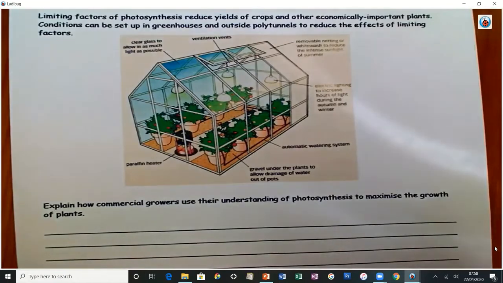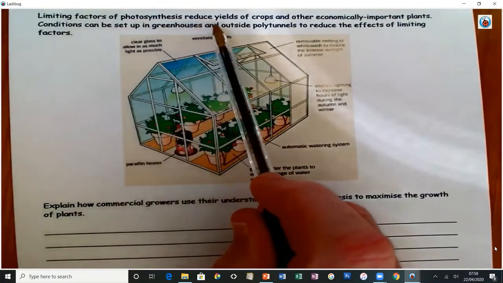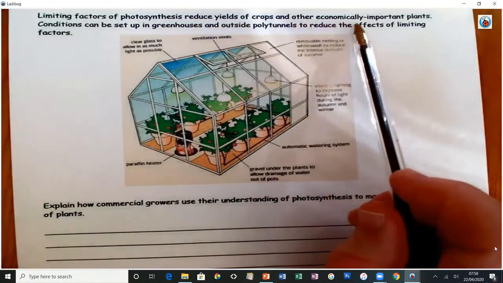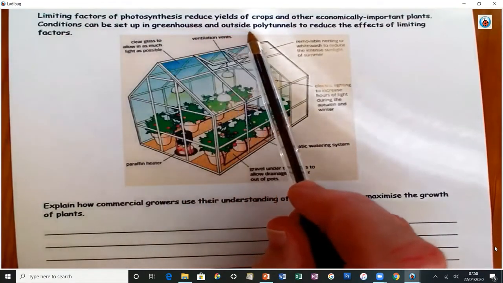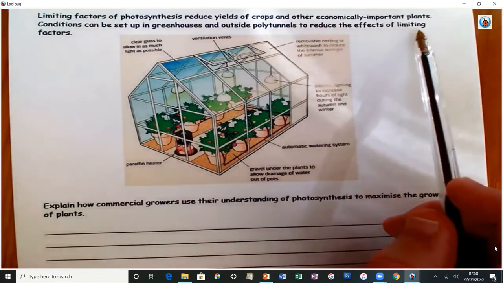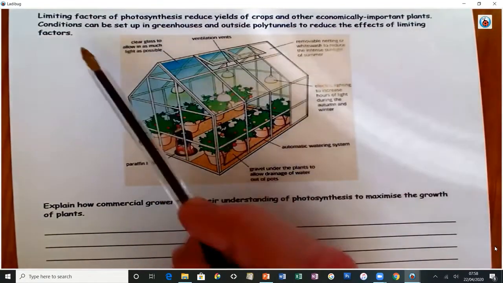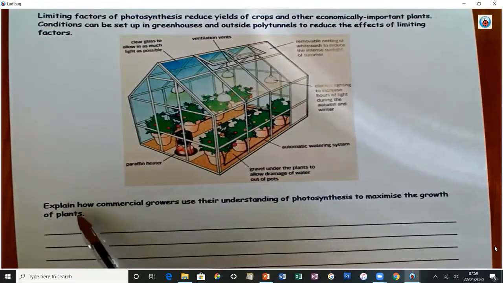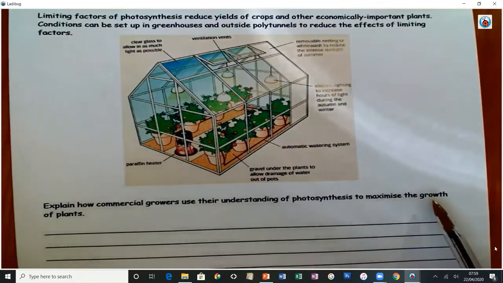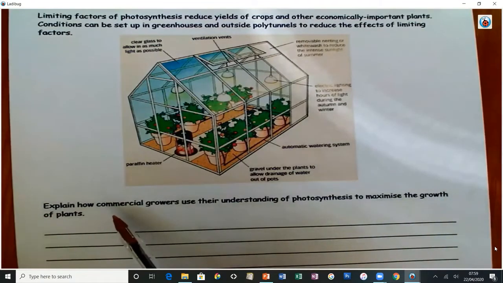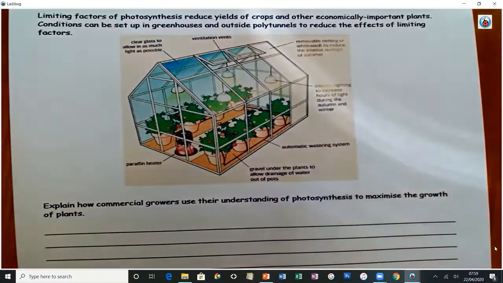Let's look at this question now. So it says, limiting factors of photosynthesis reduce yields of crops and other economically important plants. Conditions can be set up in greenhouses and outside polytunnels to reduce the effect of limiting factors. And we've got a nice diagram of a greenhouse here. Now the question is, explain how commercial growers use their understanding of photosynthesis to maximize the growth of plants. If we look at this diagram, we've got lots of detail that can help us to answer this question.